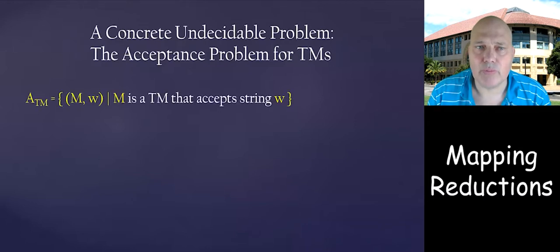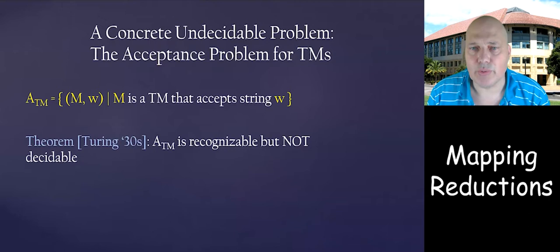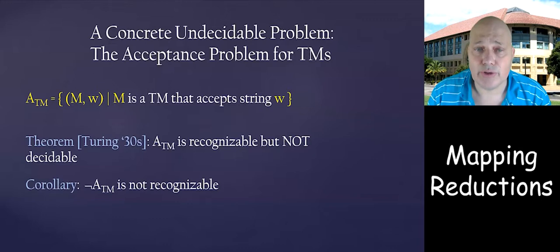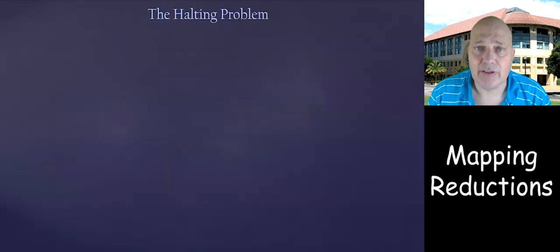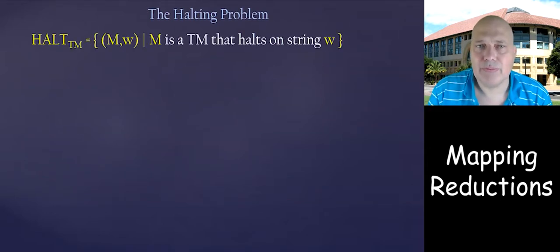So our concrete problem was ATM. We showed that ATM is not decidable. So it's recognizable, but not decidable. And as a corollary, we showed that not ATM is not recognizable. Let's look at a second problem, the halting problem. The halting problem also is a language over pairs M, which is a Turing machine, and W, which is a string. And these are pairs where M is a Turing machine that halts on string W. So in ATM, we wanted M to halt and accept W. In halting, we only care that M halts on W.